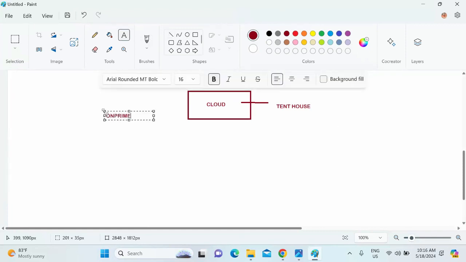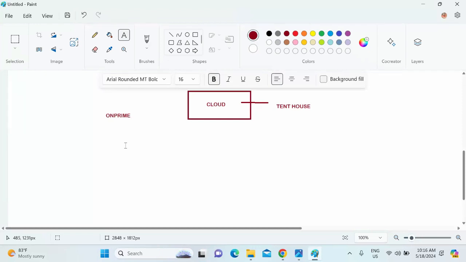Not only storage, sir. All the resources. On-prem. Same resources maintained in some other place, and via the internet you are accessing those resources based on your requirement. That refers to cloud.